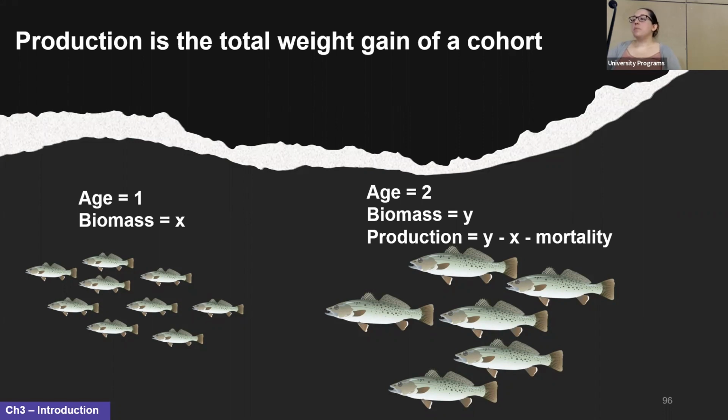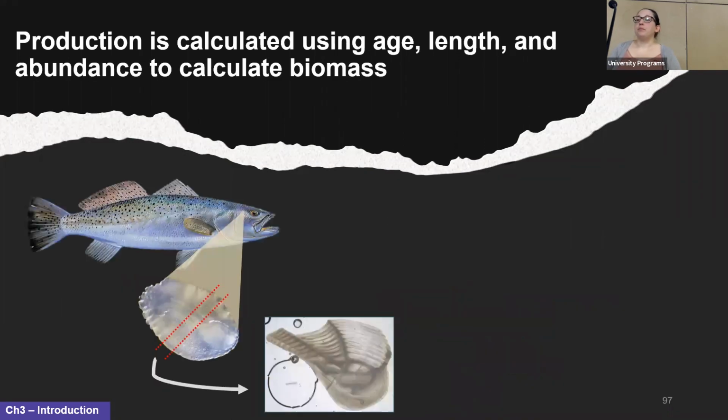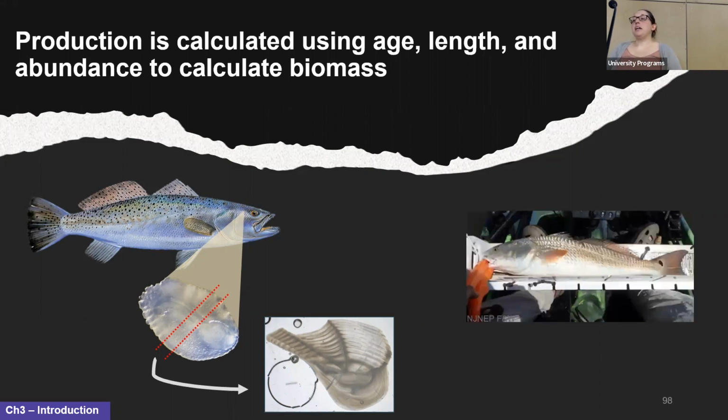And production directly impacts the fishery by impacting how many pounds of harvestable fish or shrimp there are each year. And by identifying environmental drivers of variation in production, we can hopefully better understand how these stocks will respond to long-term changes in climate change. Production is calculated using age, which, as I described earlier, is derived from otoliths, as well as length and abundance. And these are used to calculate biomass if that data is not already available.